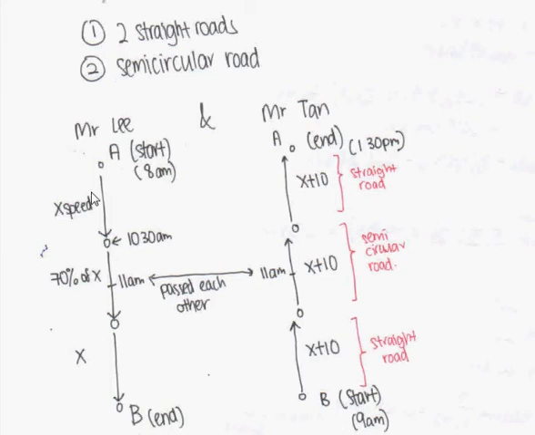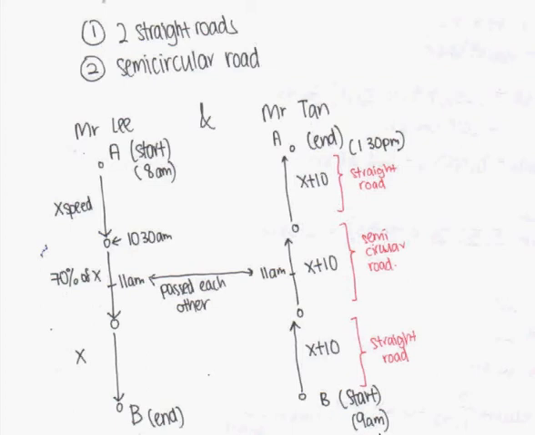better. So for example, Mr. Lee, we let him start at X speed. So when he reaches the semicircular road, which is here, he travels at 70% of X speed. So on the way, when he exits the semicircular road to B, he still travels at X speed. So for Mr. Tan, he travels at X plus 10, which is 10 km faster, all the way throughout.